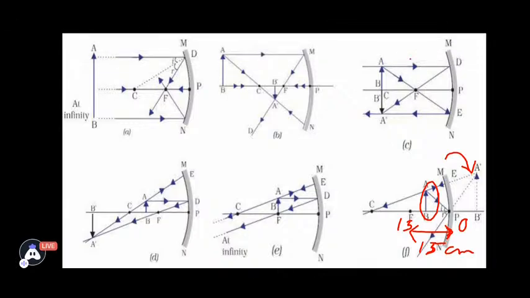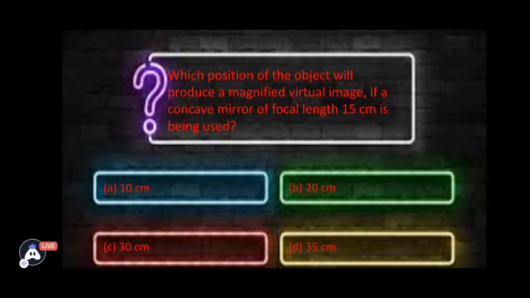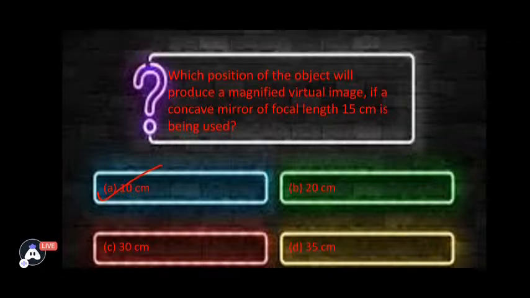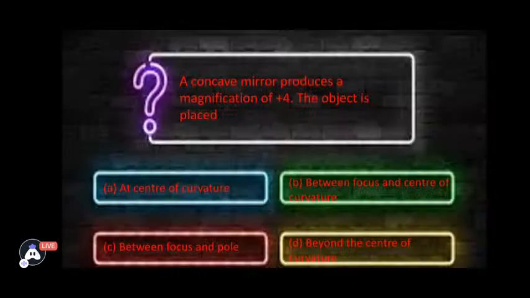So we have 4 options. We will check it out. Between pole and focus means between 0 and 15, we have only one option, that is 10 centimeter. So the correct option is 10 centimeter, where the object is between focal length and the image produced is magnified and virtual. Moving ahead to the next one.